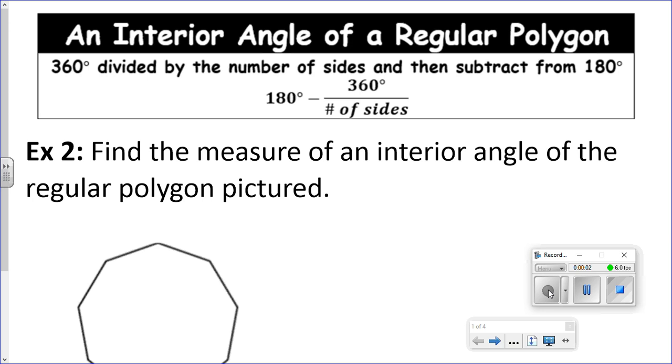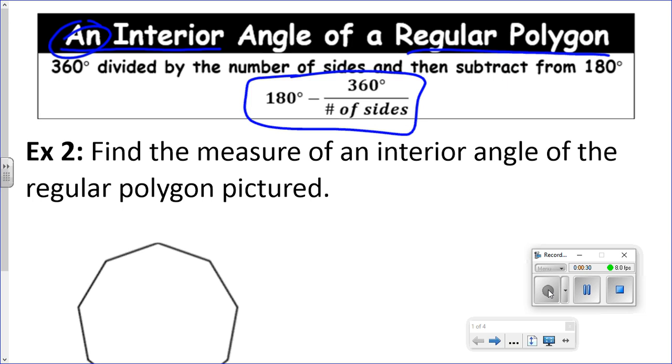Alright, so we're going to find how to find an interior angle of a regular polygon. Remember when I say an interior angle, I'm just wanting one of the interior angles. And remember, a regular polygon has the same number of sides. The sides are congruent and all the angles are congruent. And so I have kind of a rule, 360 divided by the number of sides, and then subtract that from 180. And this is it kind of in formula form.